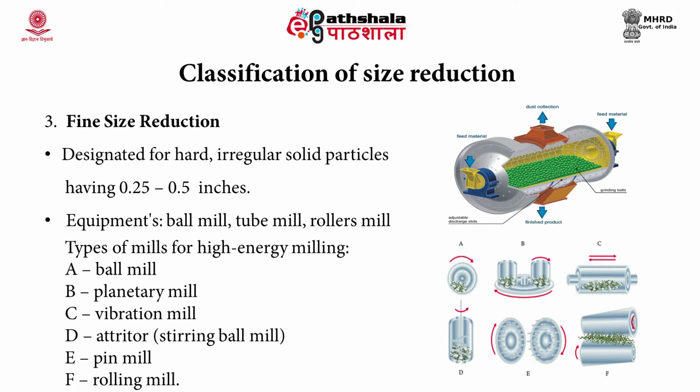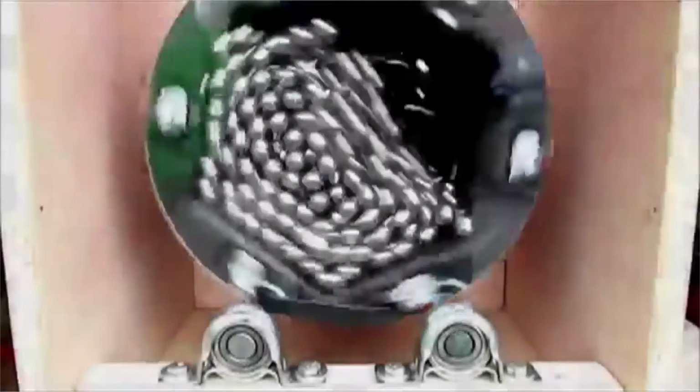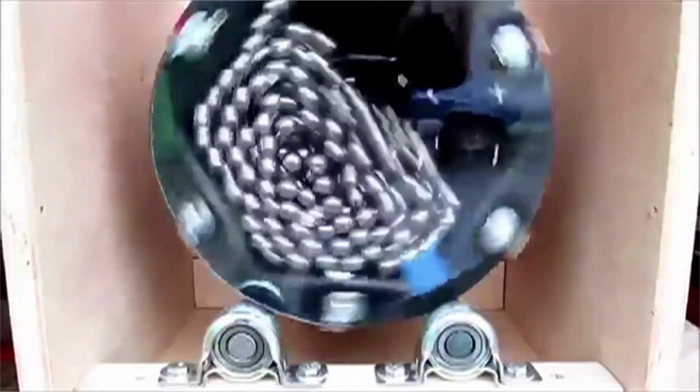Towards your right, you can see images which are designated as A, B, C, D, E, and F. A is a ball mill, B is a planetary mill, C is a vibration mill, D is a stirring ball mill, E is a pin mill, and F is a rolling mill. Now, this is an animated picture which shows how the particles are shredded in a ball mill.